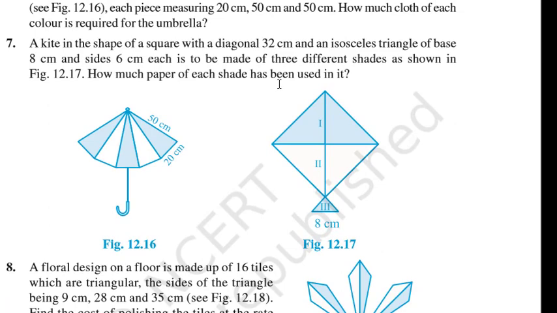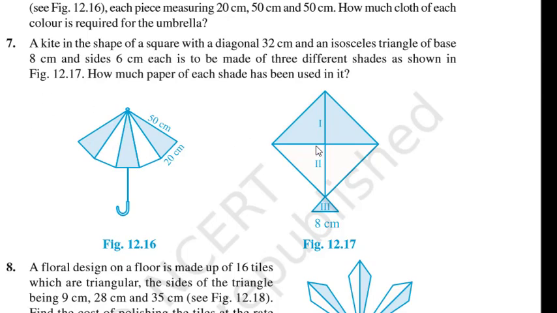Seventh problem. A kite is in the shape of a square with diagonal 32 centimeter and an isosceles triangle of base 8 centimeter and side 6 centimeter each, to be made of 3 different shades as shown in the figure. How much paper of each shade has been used in it? So the diagonal of the square is given as 32.